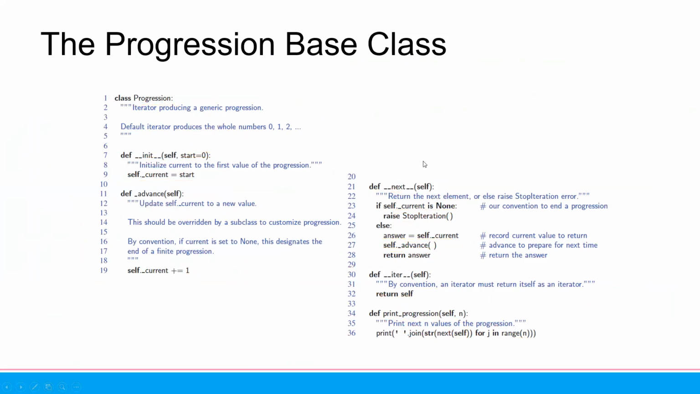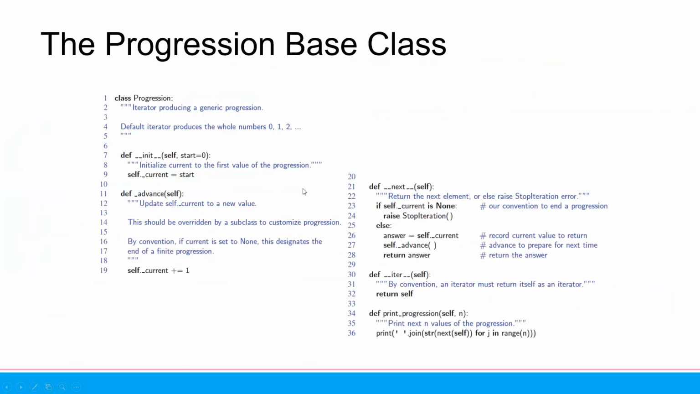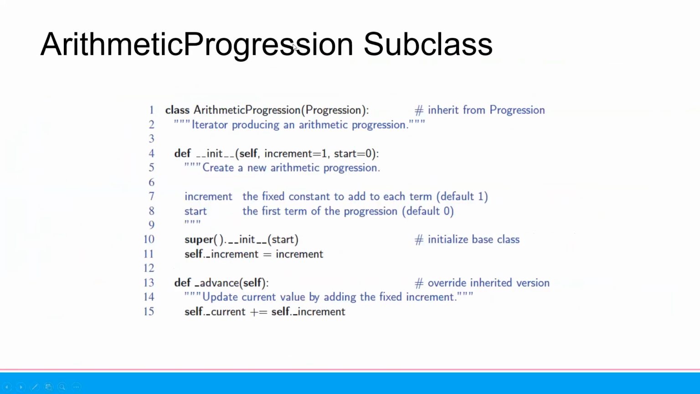So this is the class progression. It means this is the superclass, or the base class. The base class should include everything that the child class, or the subclass, can do. Now let's look at the arithmetic progression.